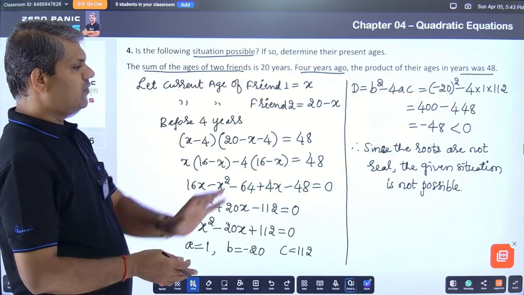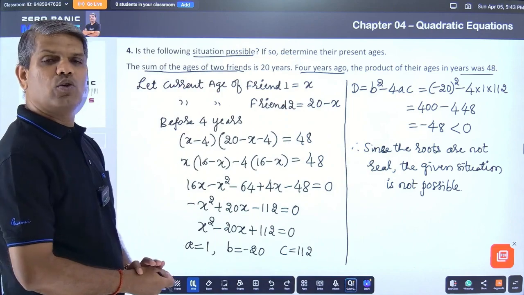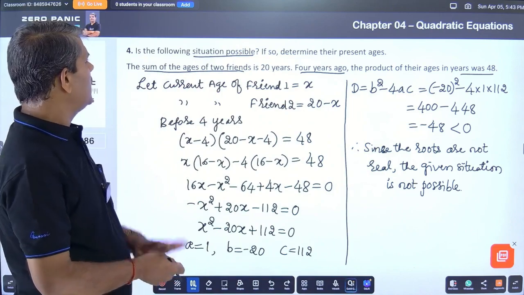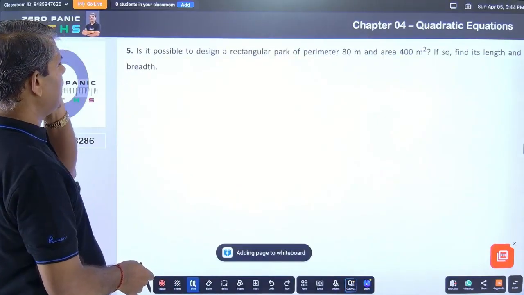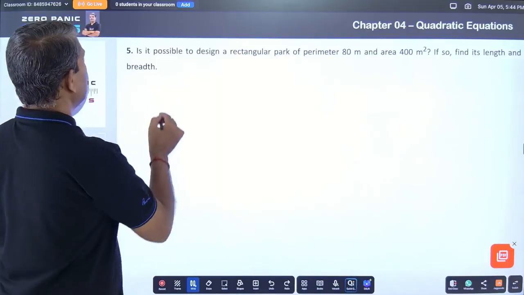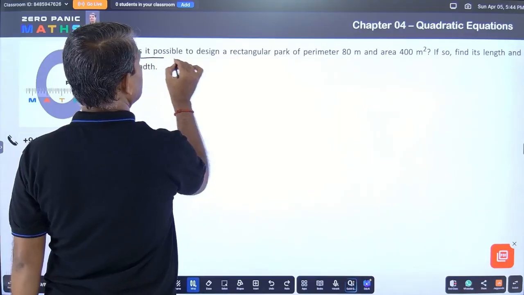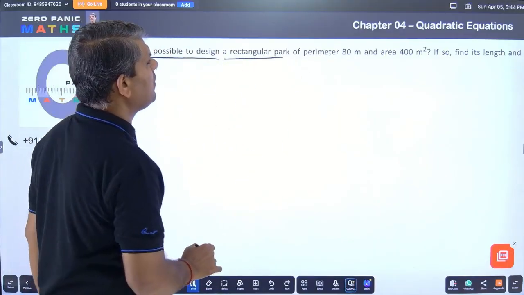Okay, so if the situation was possible, then you might have to find out the roots of that. Okay, so this is the solution for this. Okay, let us move to the next problem. Again, whether the situation is possible. Now is it possible to design a rectangular park?